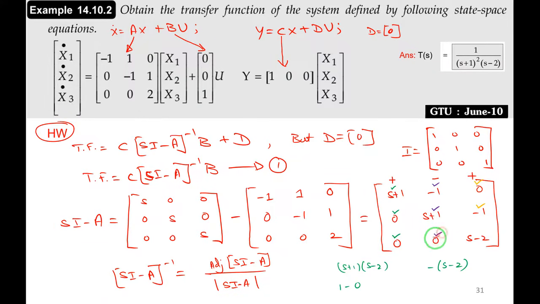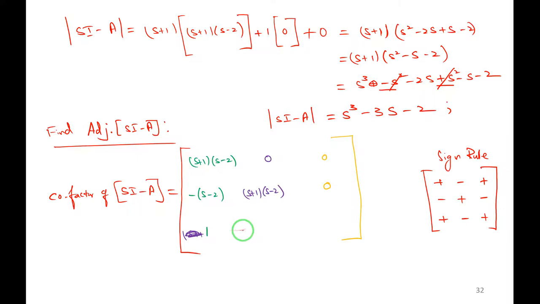the cofactor of this element 0, right, this one. So leave this column, right, and leave this row. So (S plus 1) into minus 1, so minus of (S plus 1), because I am finding this by leaving this column and this row. 0 into 0, so minus of (S plus 1).